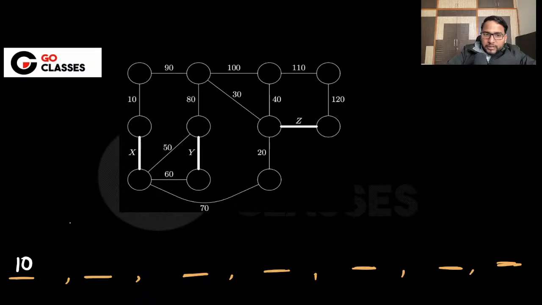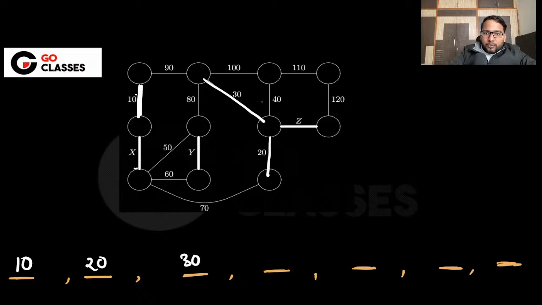So 10 is done. What is the next minimum? Sorry, after 10 the next minimum was 20, and then it was 30. As long as this 30 is not making a cycle with 10, X, Y, Z or anything, I can definitely take this 30.